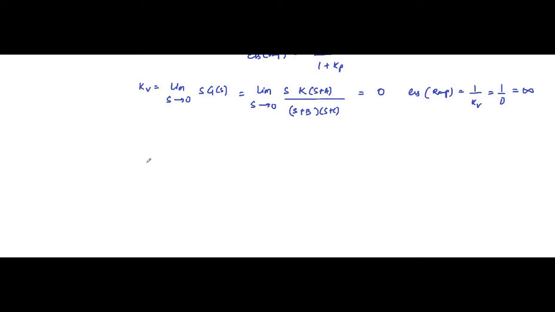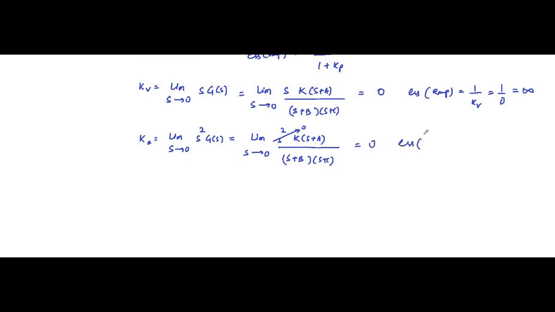Then let us determine the acceleration error coefficient, which is equal to limit s tends to 0 of s square G(s). Same result, it will be 0. Why? Because there will be 0 in the numerator by (s plus b) into (s plus c). So when this becomes 0, s square, and all, we substitute all the s with 0, it doesn't matter. When this becomes 0, the result will be 0.